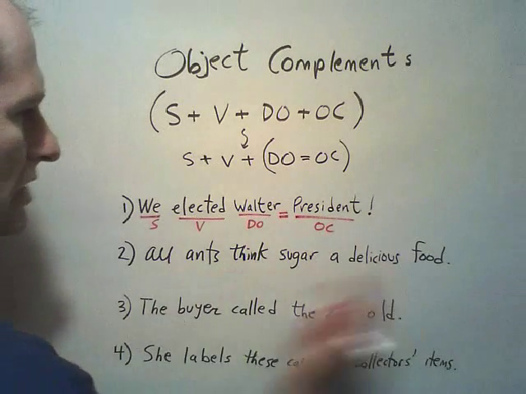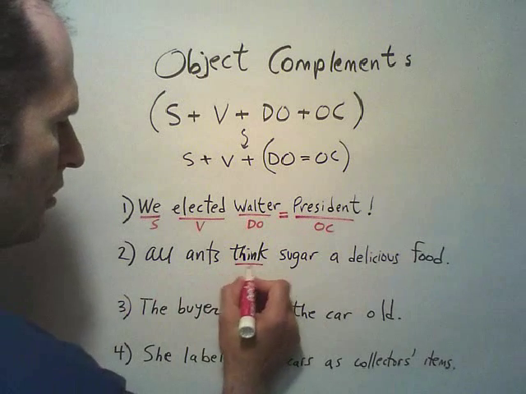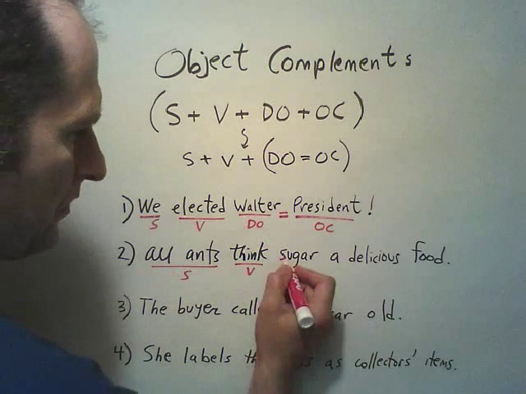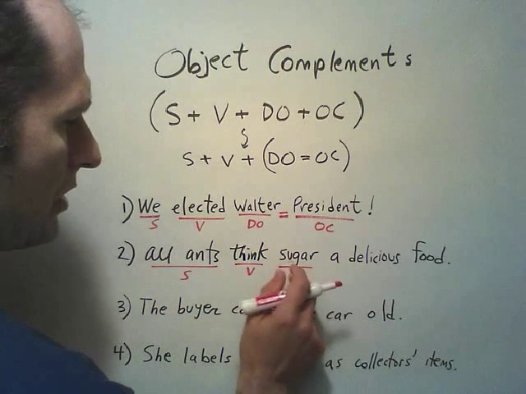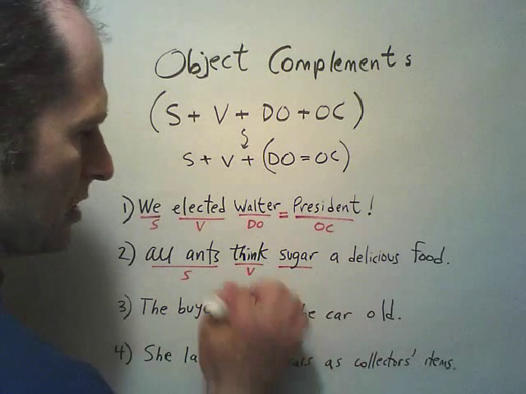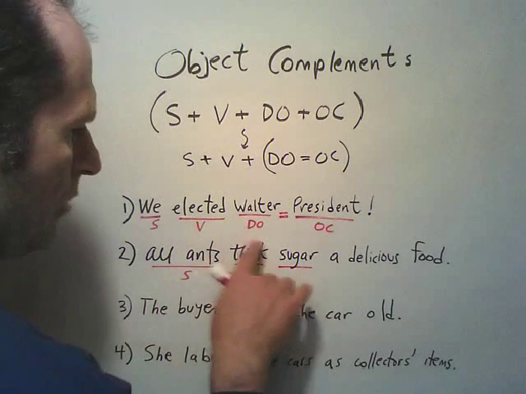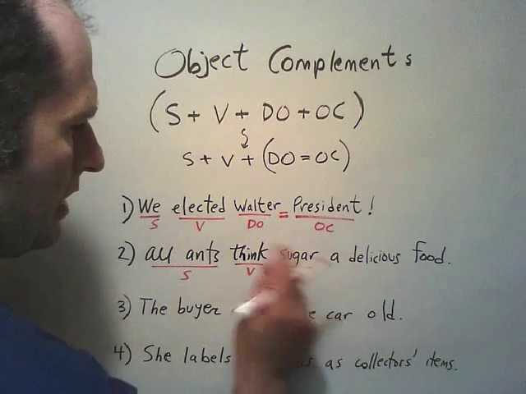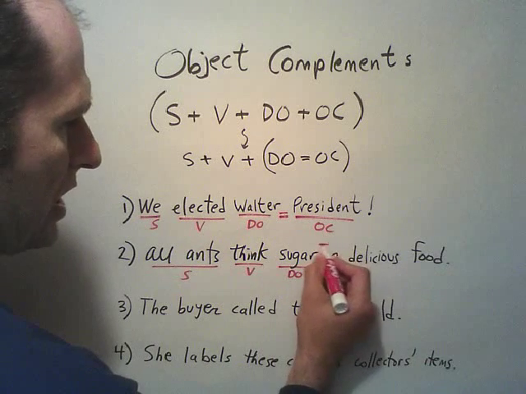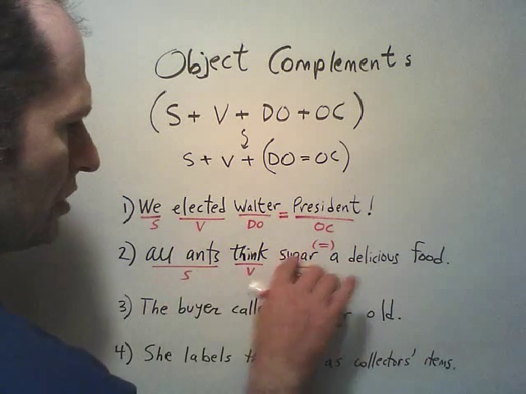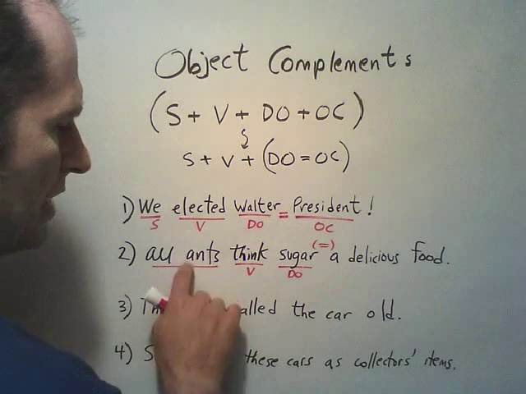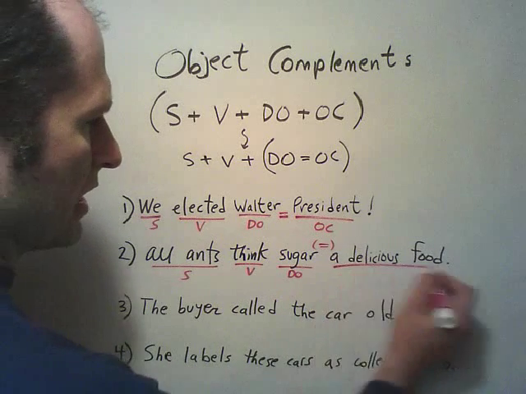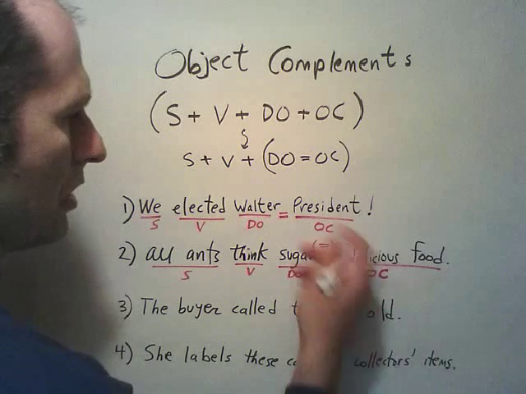Okay. All ants think sugar a delicious food. Think is the verb. Who or what think? All ants. Subject. All ants think what? Sugar. Now, before we call it a direct object, we need to make sure it's not a subject complement. So we ask, are all ants being equated to sugar? No, so that can't be a subject complement. It has to be a direct object. Now what's this? Is there an equal sign being drawn up between sugar and this, and the equal sign being placed there by the subject? Yes, the ants are making an equal sign between the sugar and the delicious food. So this is an object complement. We call it an OC.